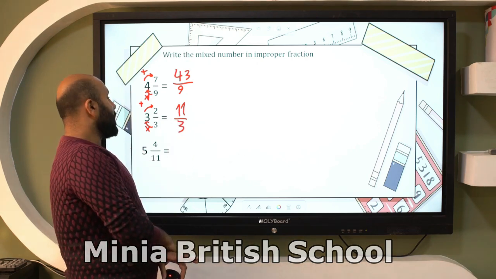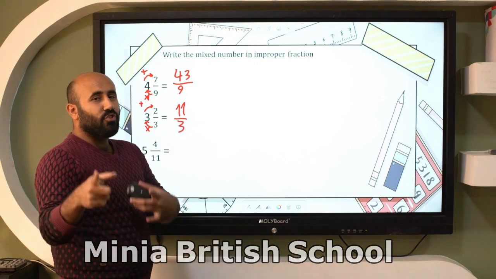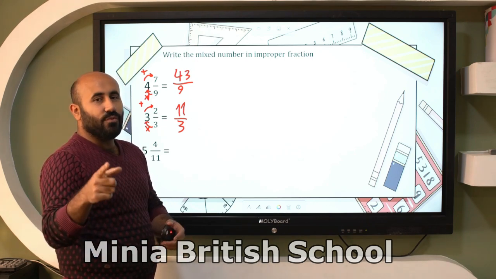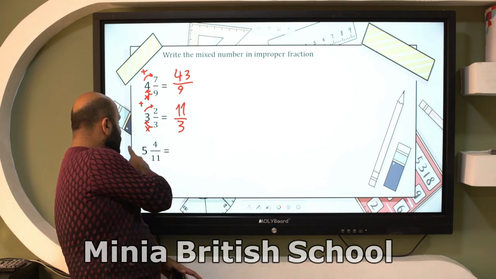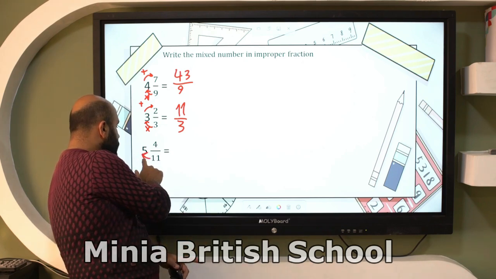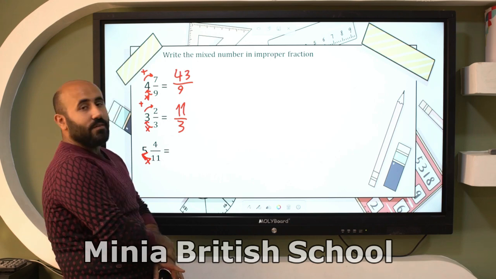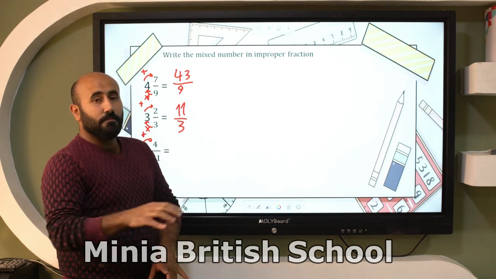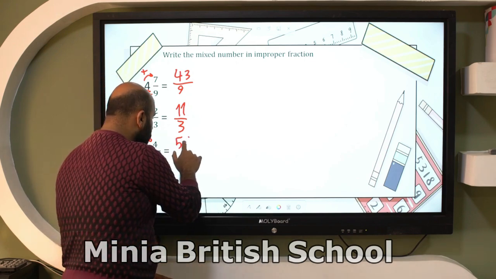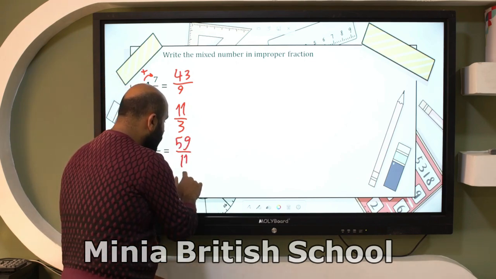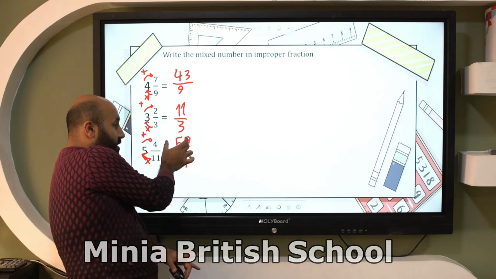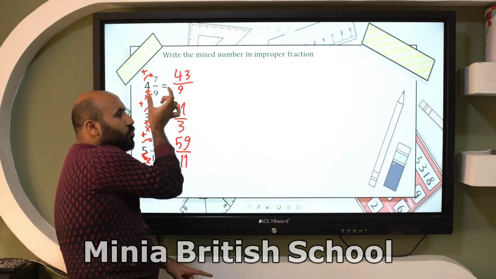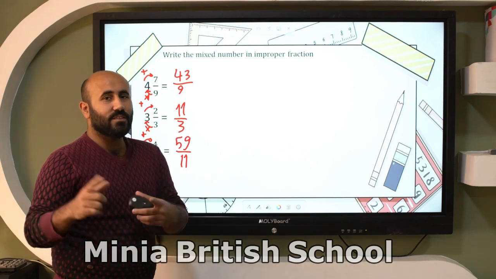What about 5 and 4 over 11? Please pause the video and try it by yourself. Okay? Let's check your answer. 11 times 5 equals 55. 55 plus 4 equals 59, so 59 over 11. I wrote the 59, the product plus the numerator, in the numerator, and the denominator stays as it is. I'm hopeful that you got it.